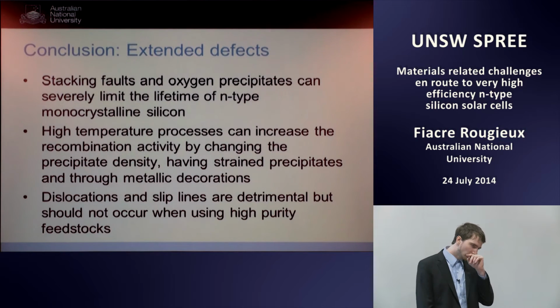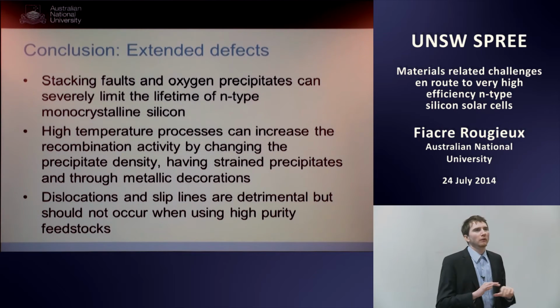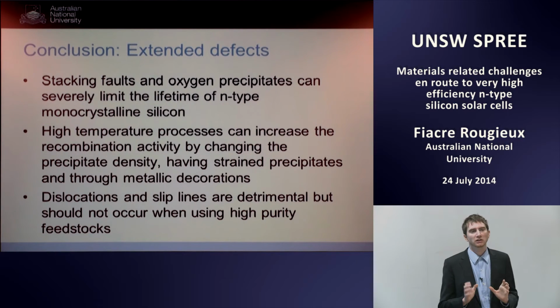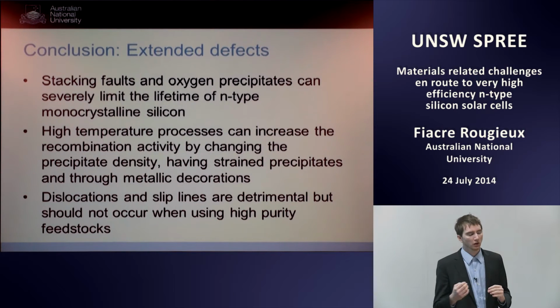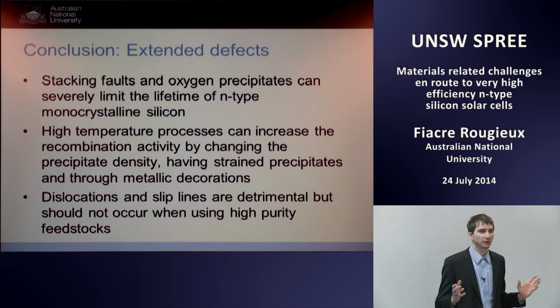So to conclude, we've seen that a range of extended defects, such as stacking faults and oxygen precipitates, can limit the lifetime of n-type monocrystalline silicon, and also the high temperature processes can increase the recombination activity by changing the strain, the defect density, or the decoration of the precipitates by metals, which is quite interesting.